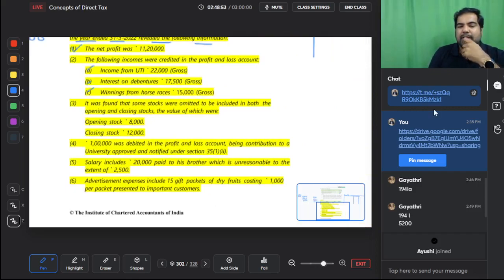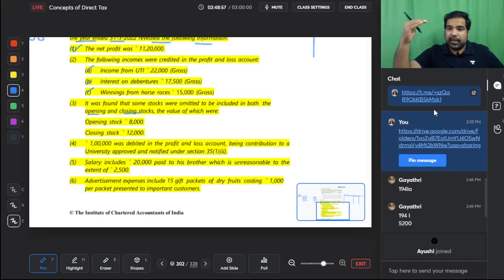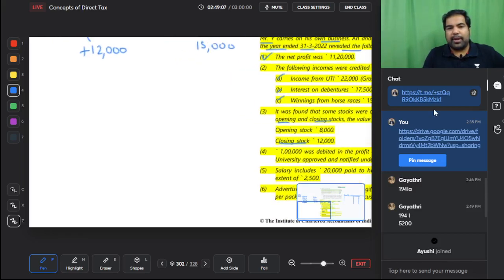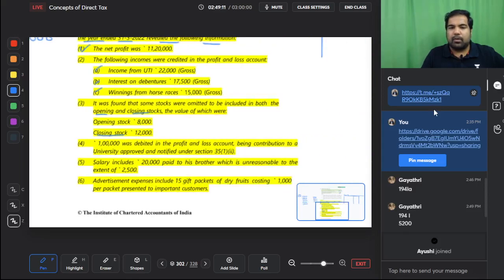Next, it was found that some stocks were omitted to be included in both the opening and closing stock. Remember one thing guys, if the closing stock is lower, your profit is lower. So closing stock is lower, so you have to add 12,000. And opening stock is lower, so you'll have to minus 8,000. So that is the net impact. This was there in an exam paper. I'll show you next time when we do exam papers as well.